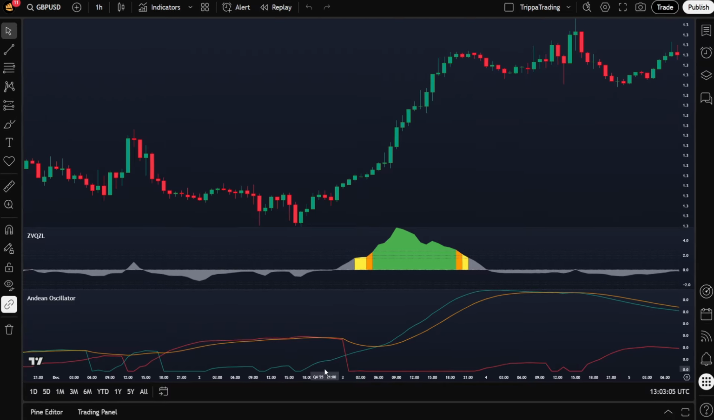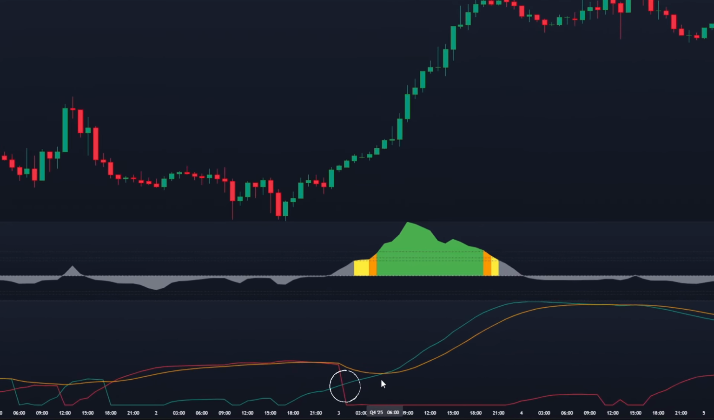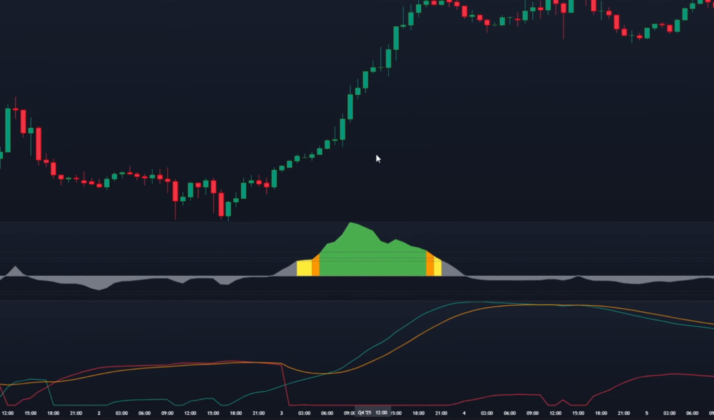First of all, the green line must cross above the red line, then above the orange line. And once the green line is above the orange, the histogram must be above 0 and not gray. Acceptable colors are yellow, orange, or green. With these rules, we start taking consecutive trades on the chart.